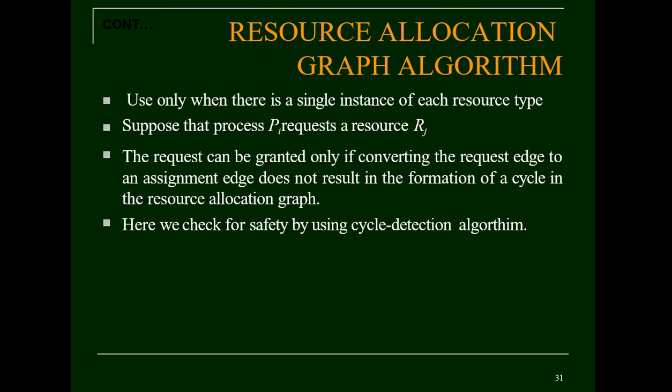This is used only when there is a single instance of each resource type. Suppose that the process Pi requests a resource Rj. The request can be granted only if converting the request edge to an assignment edge does not result in the formation of a cycle in the resource allocation graph. Then we can convert the request edge to the assignment edge. So first of all, we have to check for a cycle in the system. Does a cycle occur or not?